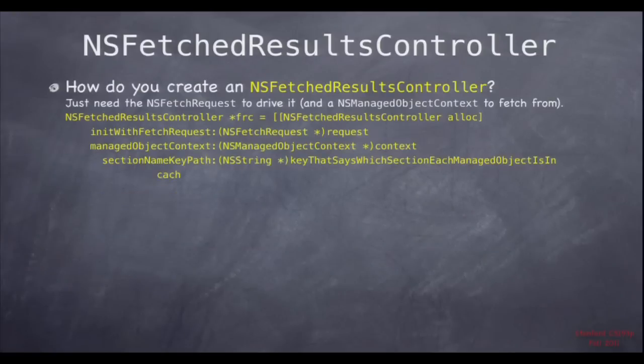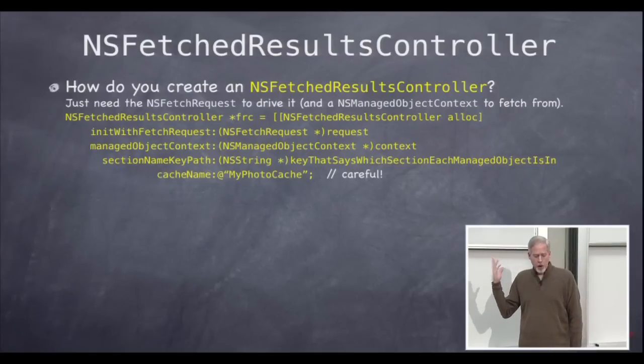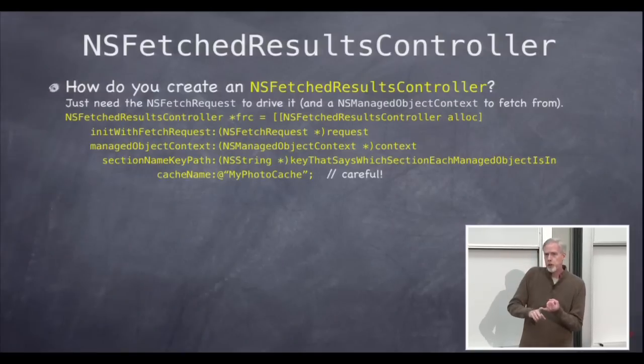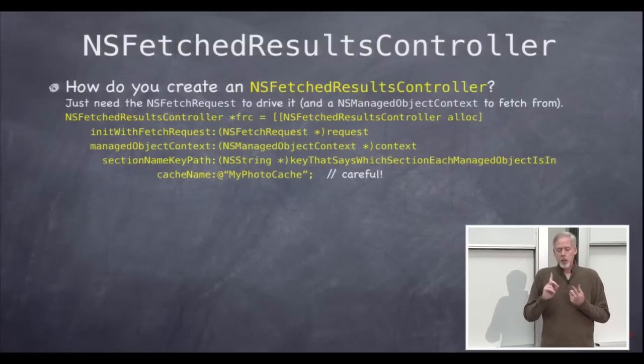So how do we create the fetched results controller? This is how you alloc and init one right here. The arguments that you have to provide are the fetch request that you want to hook up to this table view, the managed object context all this fetching is going to go on in, a section name key path and a cache name, which I'll talk about in a minute.